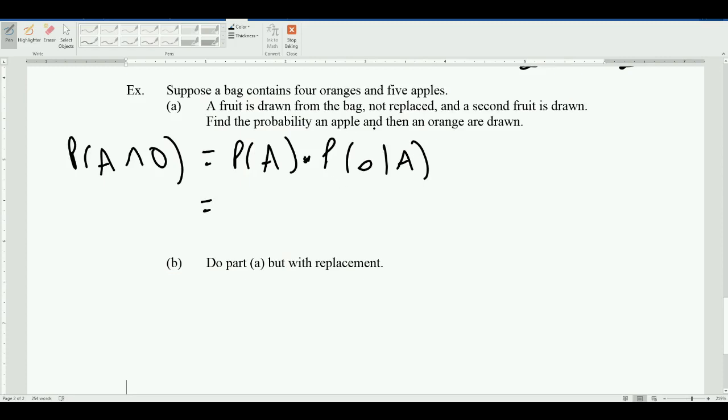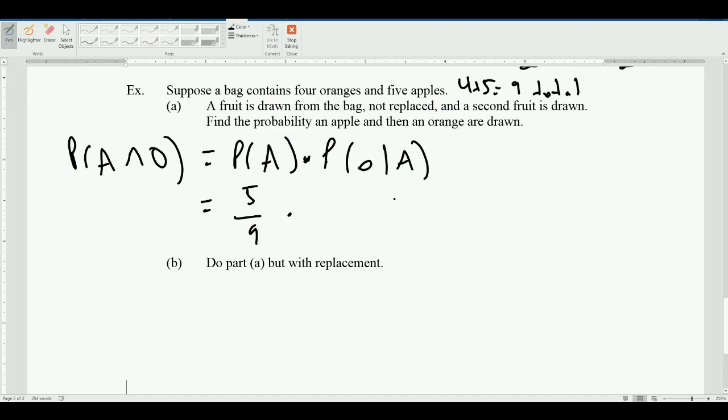So here we go. We have 4 oranges and 5 apples. That's 4 plus 5, which is 9 total fruit. So what's the probability that an apple is drawn? Well, there's 5 apples. I have a total of 9 fruit. So 5 out of 9 goes there. And we don't replace it.